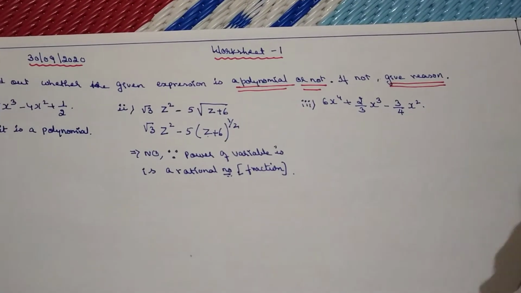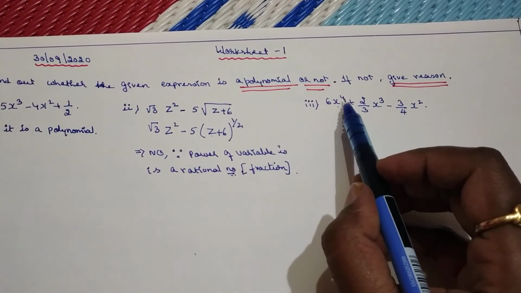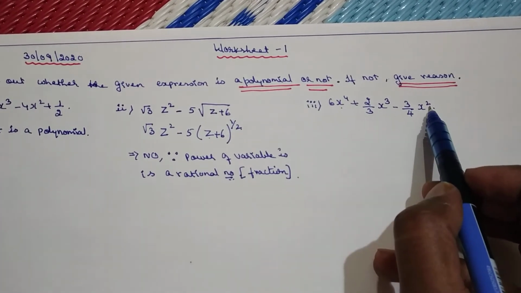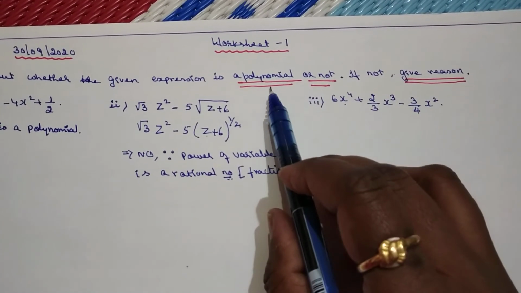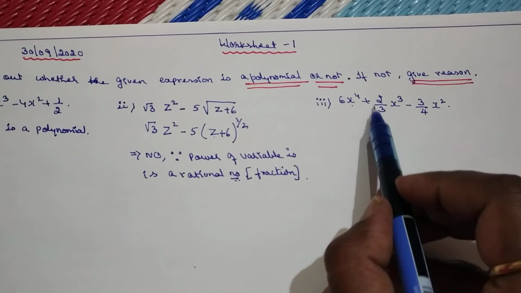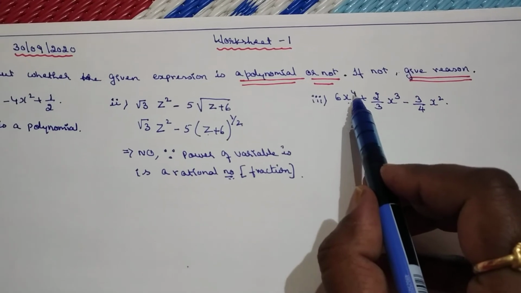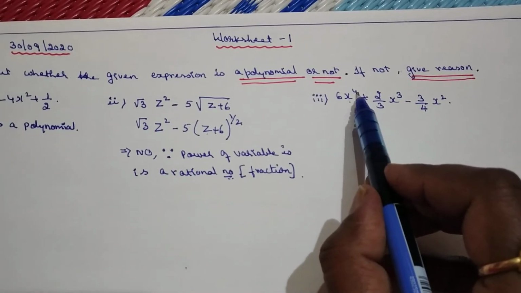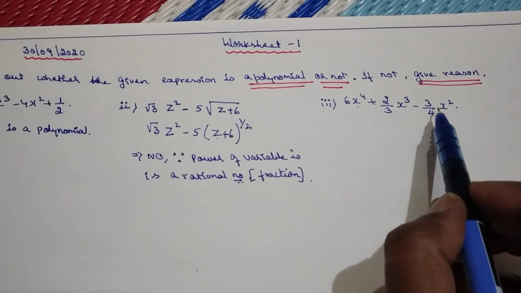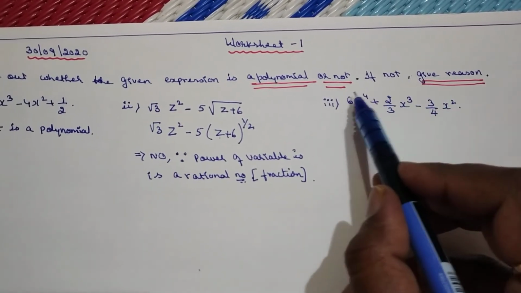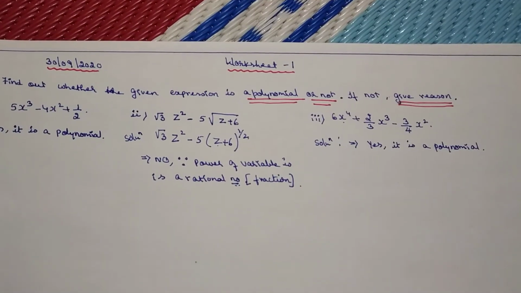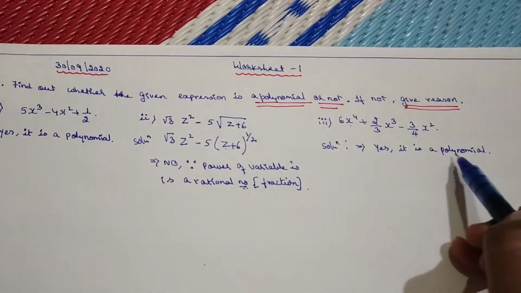Clear? So third question. 6x to the power of 4 plus 2 by 3 x cube minus 3 by 4 x square. So polynomial definition, power of variable. Don't look after the coefficient, children. Look after only the power of variable. What is the power of variable here? 4. So it is positive integer. Power of variable 3 means positive integer. Power of variable 2 means it is a positive integer. Therefore the expression is a polynomial. Yes, it is a polynomial.